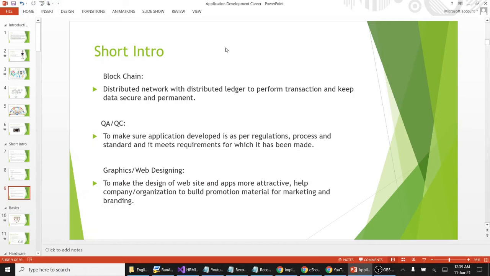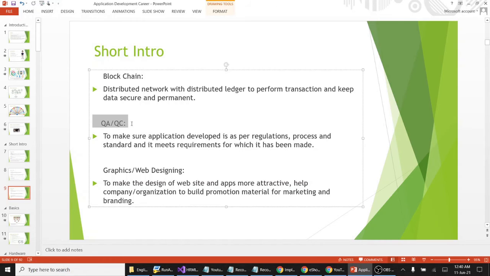Blockchain is a distributed network with a distributed ledger. We have a centralized ledger in many cases, but in the case of blockchain, we have a special type of database where we perform transactions, and these transactions are secure and permanently stored. The information is stored in blocks, and the blocks are interlinked with each other, so nobody can tamper with the data. Most cryptocurrencies work on blockchain, like Ethereum and Bitcoin.